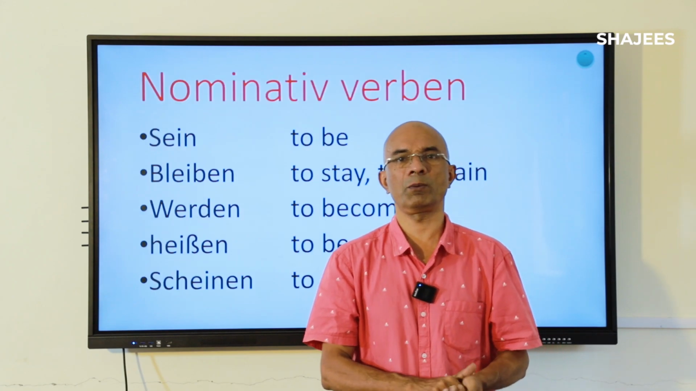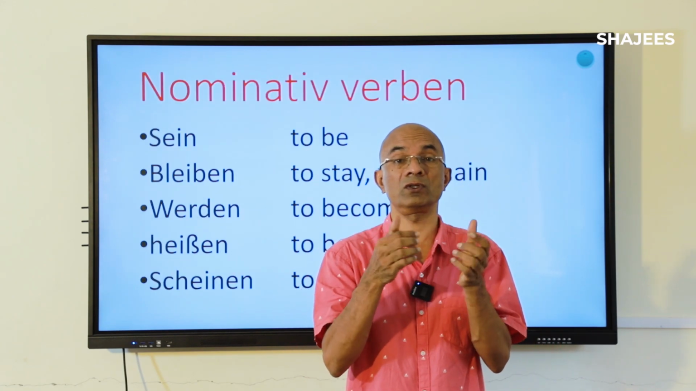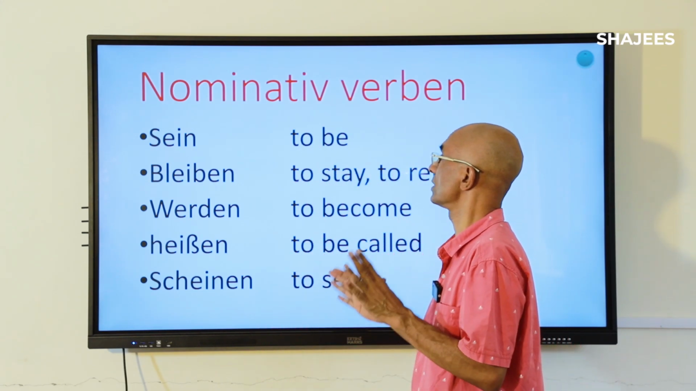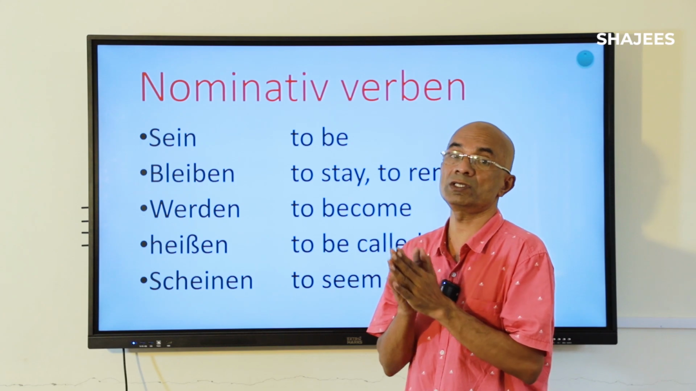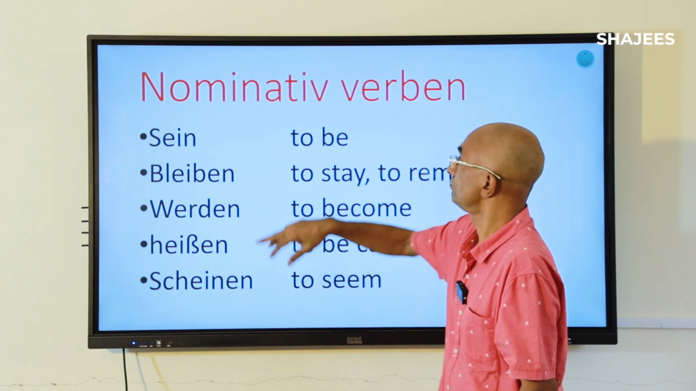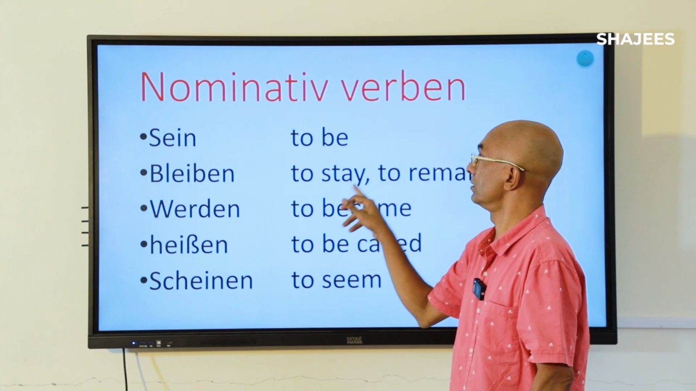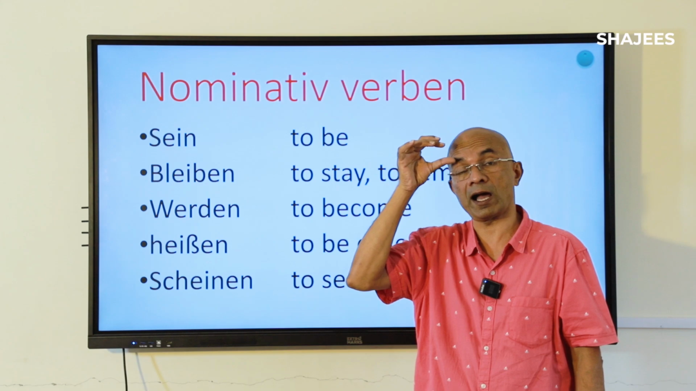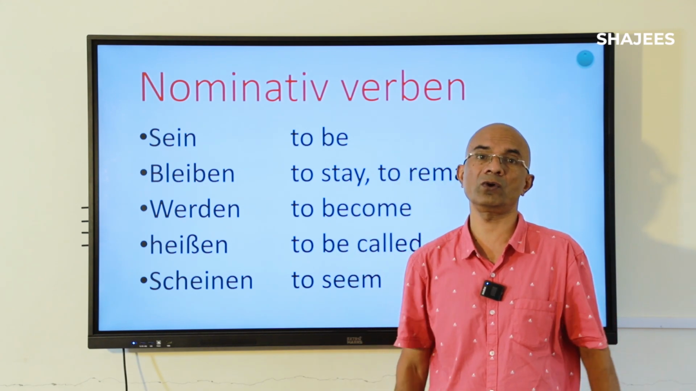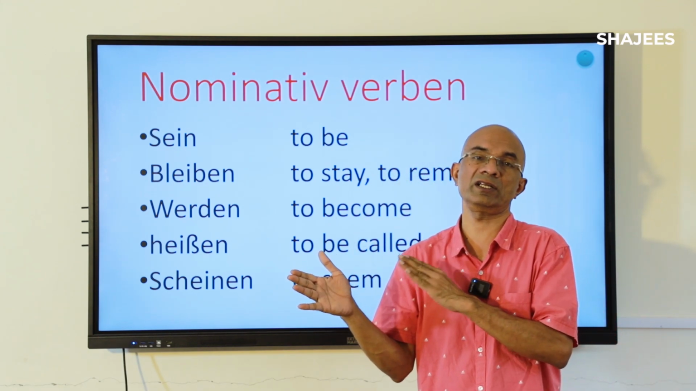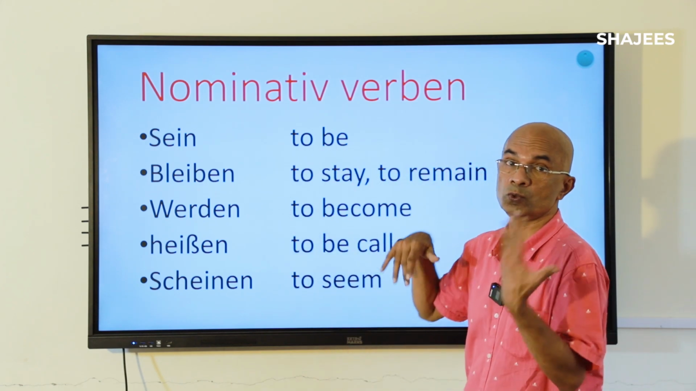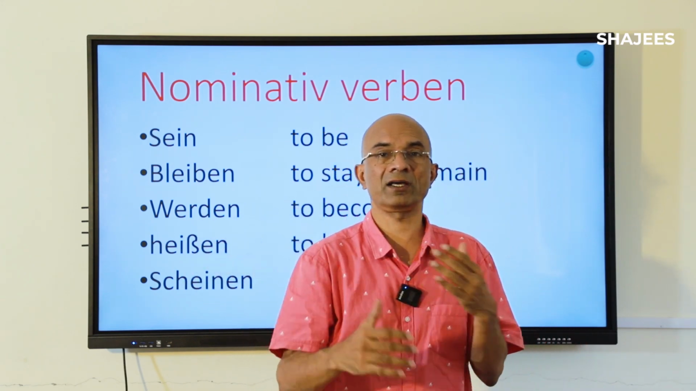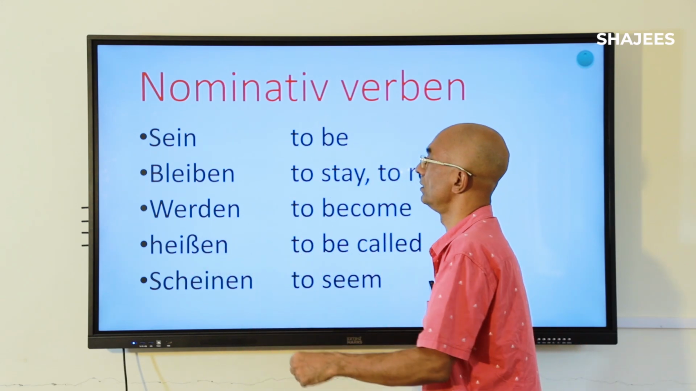Now one more topic we'll learn about: the verb. Nominative verbs. There are a few nominative verbs, but we'll see 5 which we use. Here, sein means to be. We'll be learning in the next episode the difference between sein and haben, so you can just Google what is sein and haben. So that is sein, to be: I am, you are, he, she is, they are. We'll be learning that in a later episode.